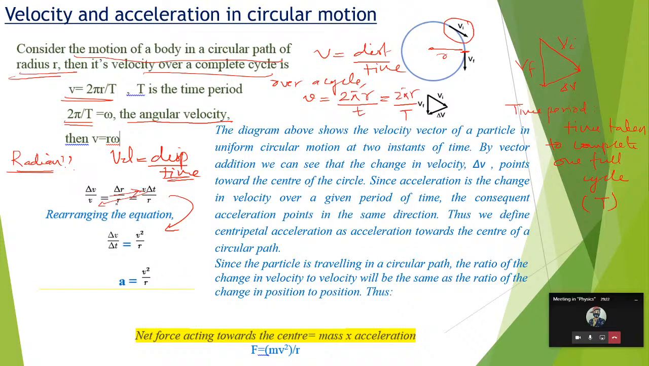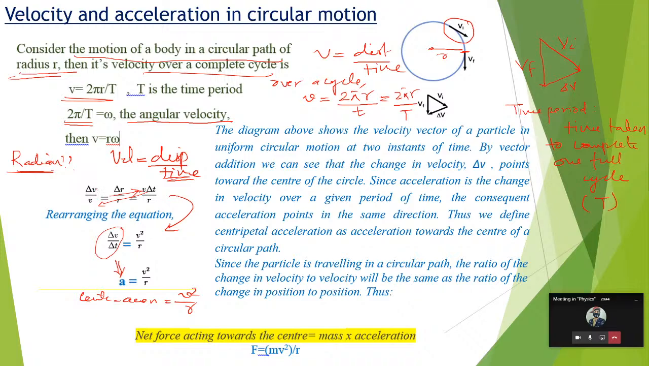Okay, delta V by delta T will be equal to V square divided by R. We know delta V by delta T is the acceleration, and that is equal to V square by R. So this is why we write centripetal acceleration equals V square divided by R.